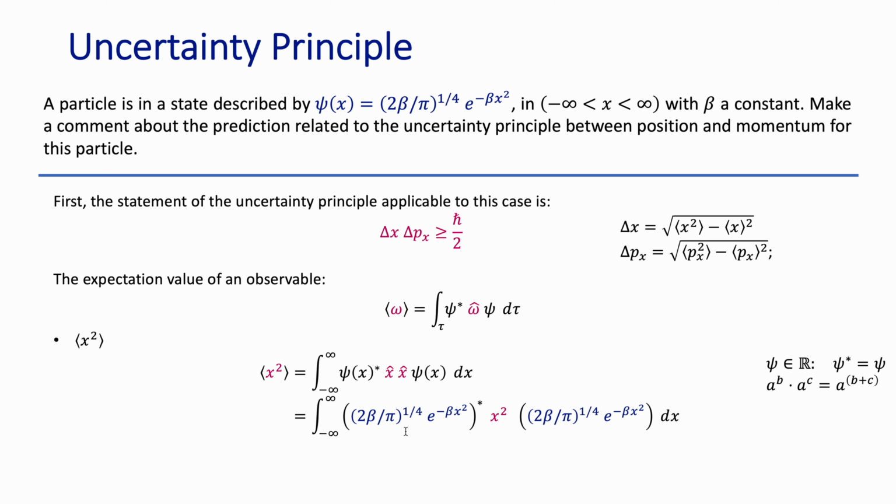Anyway, we can factor out some terms. We can take out this particular constant, and then this is the function that we have to integrate now. It's x squared times this one squared. That gives me 2 times beta x squared.